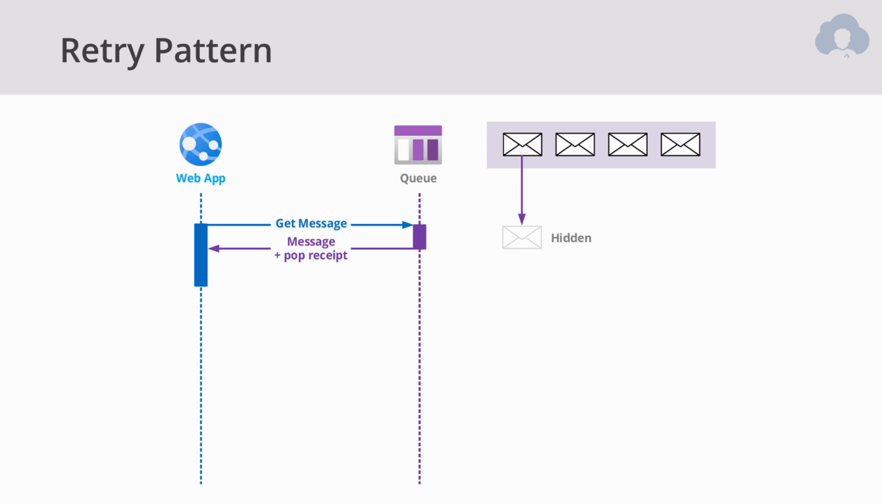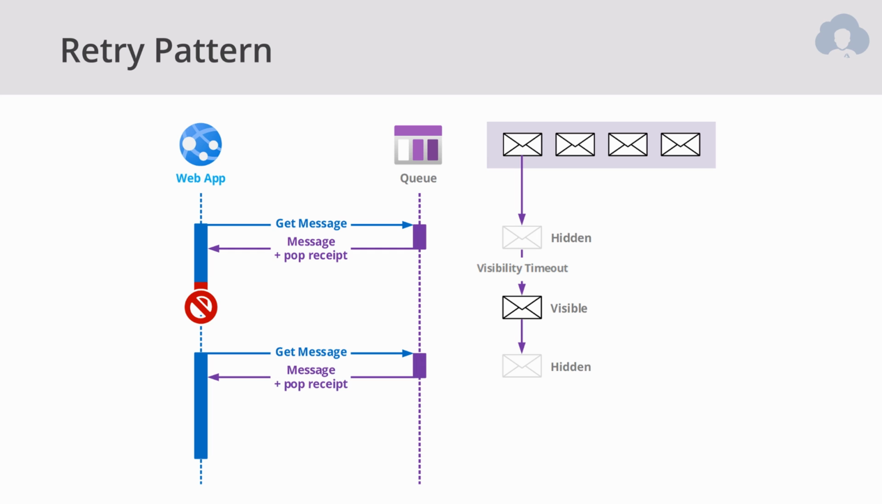Then when your web application processes this message and encounters an issue, what would happen then? Well, in this state, the message is still hidden and this web application never processed the message. So we have an issue. But queues solve this issue by having something called visibility timeout. So after a certain period of time, this message will be visible again. And at that point, your web application or any other web application connected to this queue can get that message again, put it as hidden, get the pop receipt again, and process it.